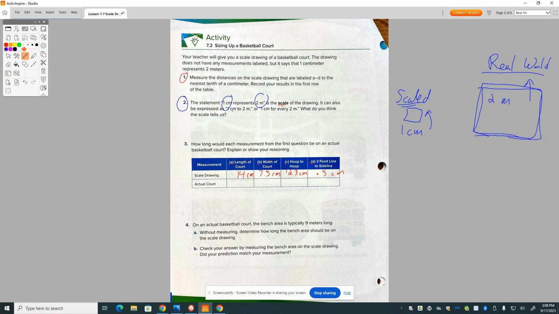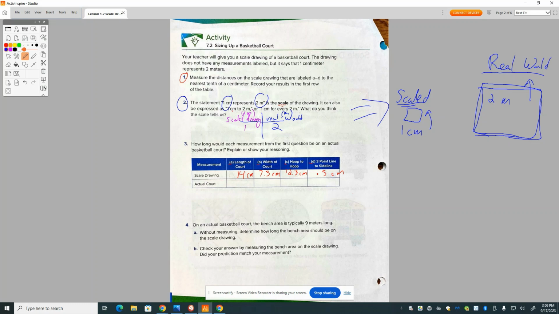Now, one way we could use this to help us for future problems is by putting the exact same information in the form of a table. If I have a table, I could place all my scaled drawing measurements to the left. We know that those are going to be in centimeters. And then to the right, we could place our real world measurements, and we know that those are going to be meters. For every 1 centimeter in our scale drawing, it's going to give us 2 meters in the real world. That table is just another way to represent exactly what I explained as a drawing.